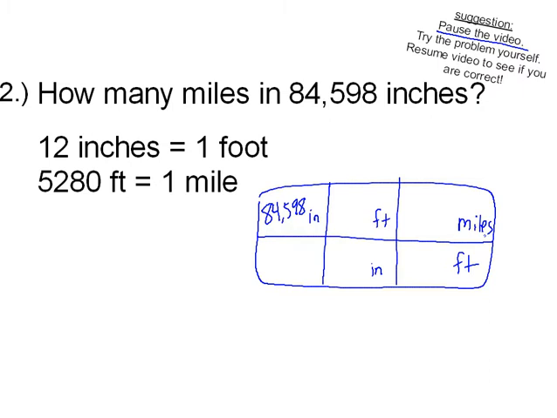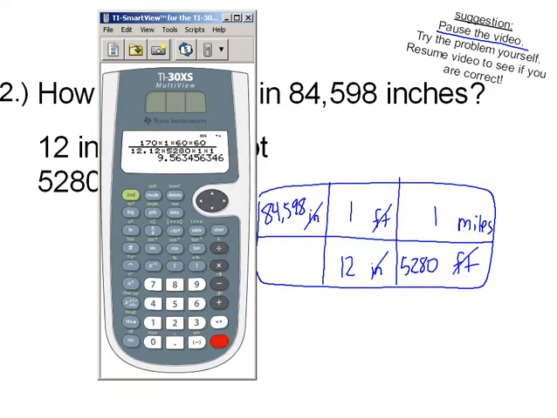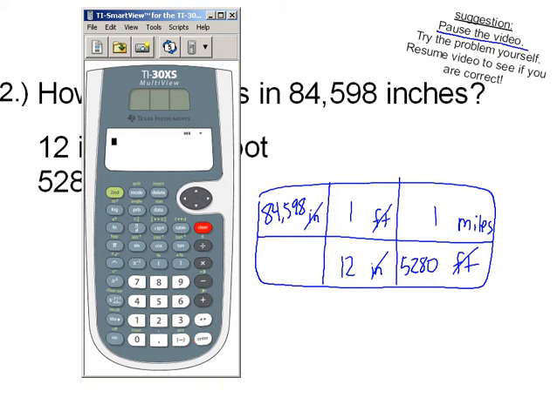All right, so let me start filling in. How many inches are in a foot? Well, I got 12 inches in 1 foot. How many feet are in a mile? 5,280. All that information was given to me. All right, now I can start canceling out. I cancel out my inches, cancel out my feet, and lo and behold, I'm just going to go straight in here and clear that out.